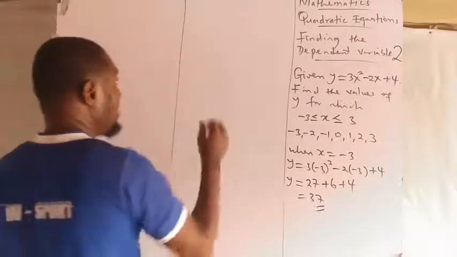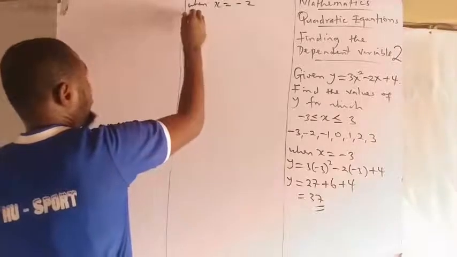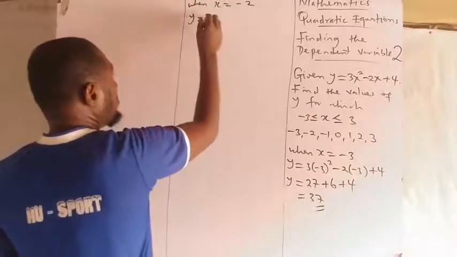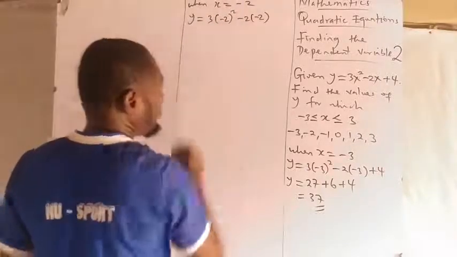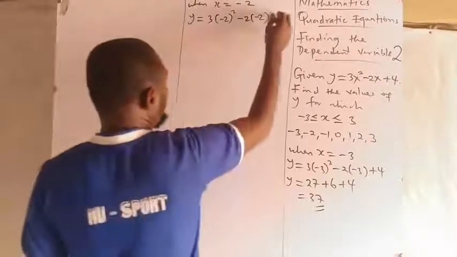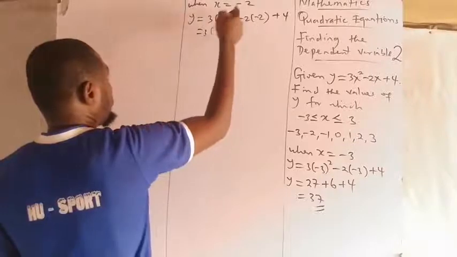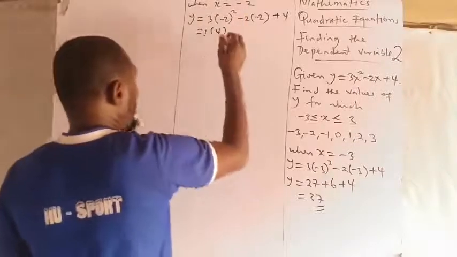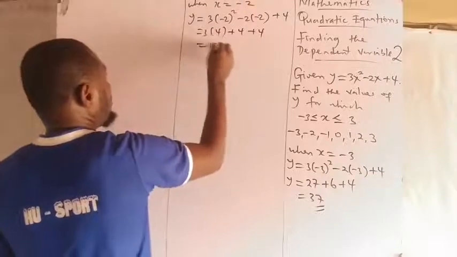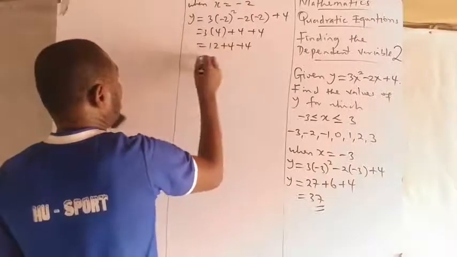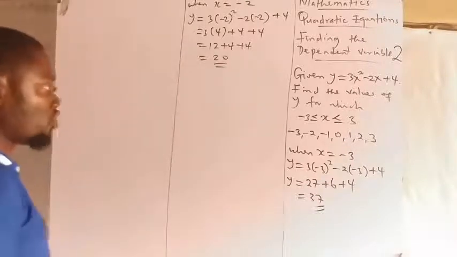Now when x is minus 2, what will be y? Y will be equal to 3 into minus 2 squared, minus 2 into minus 2, plus 4. That will be 3 into 4. Minus 2 squared is minus 2 times minus 2, which is 4. Plus 4 plus 4, that will be 12. Plus 4 plus 4, and that will be 20. So when x is minus 2, y is 20.